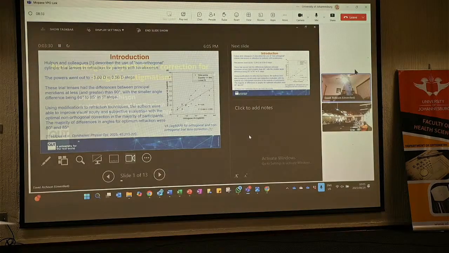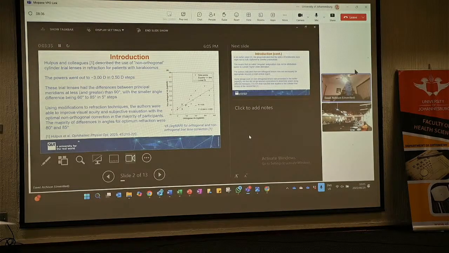By a group, and they describe the use of non-orthogonal cross-cylinders in refraction of patients with keratoconus. Even in trials, you have differences between crystal regions that are less and greater than 90 degrees. And they found that they needed to make a smaller angle, with values between 65 to 85 degrees. Using some modifications to their refraction technique, they were able to optimize the non-orthogonal form, and make some improvement in the children.